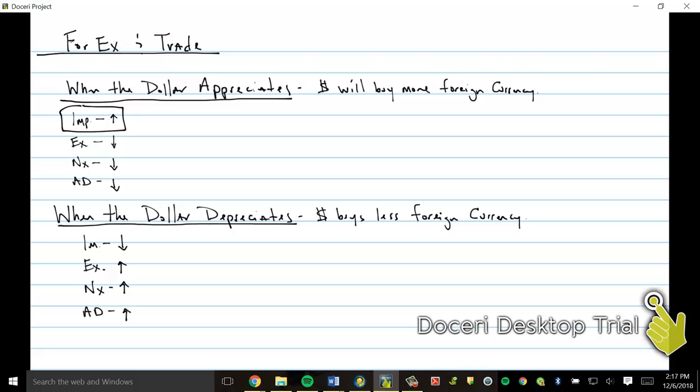Now, on the flip side, people that are outside the United States are going to be less likely to want to buy U.S. goods because their foreign currency does not buy as many of our dollars. And so we can see then that exports are going to decrease. Now, this combination of imports increasing and exports decreasing creates what we call in econ a trade deficit.